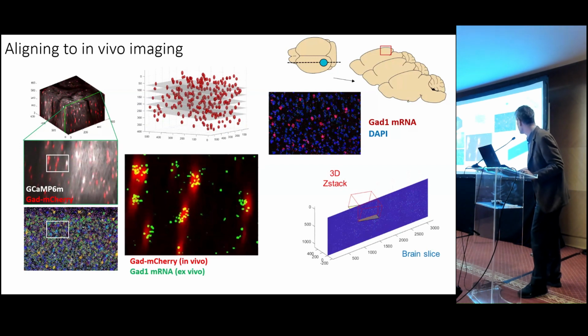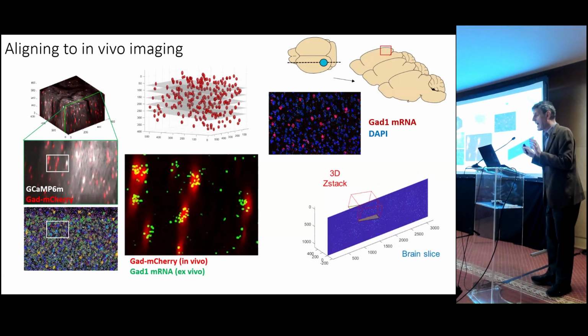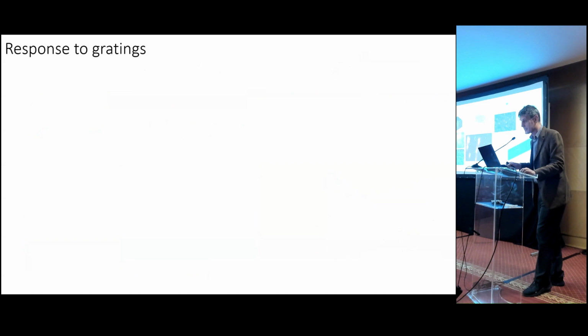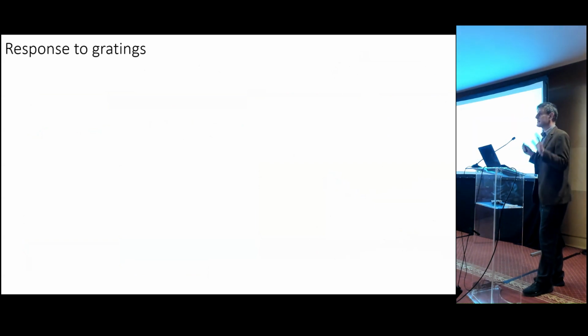If you zoom in to a region, you can see in red is the in vivo mCherry that tells us where the inhibitory neurons were in vivo. And in green is the GAD1 detections ex vivo. And the fact that they line up tells you that the alignment has worked. So after all of that work, we finally get some data where we can see the activity of the cells that you get in 2 photon, but now we know what the fine molecular subtypes of each one are. All right, so what's the difference between these fine subtypes? Is it a big difference? Is it a small difference?